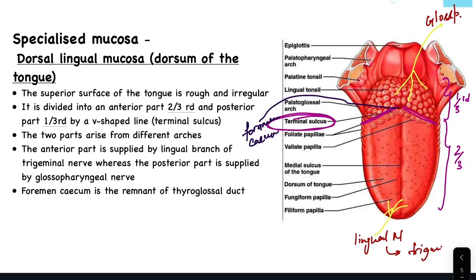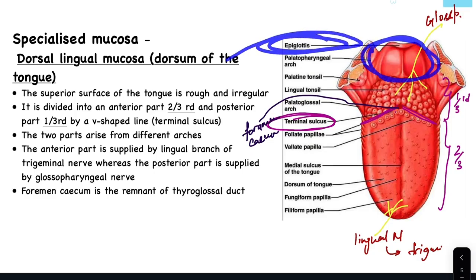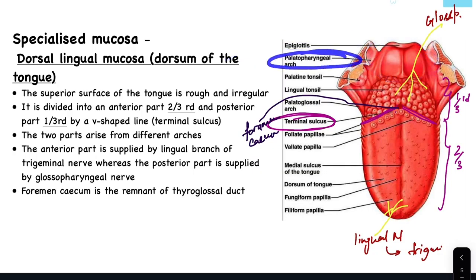Okay, but there are other structures as well. This is the epiglottis, this portion. This is the palatopharyngeal arch. Not very important, even if you don't remember it, it's fine. Then we have palatine tonsils. Remember, this is everything that is contained in the posterior part. The posterior part extends from here to here. Then the main part, the posterior part, contains a lot of lingual tonsils.